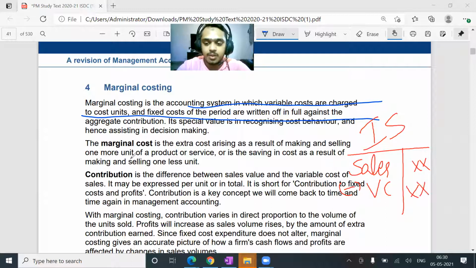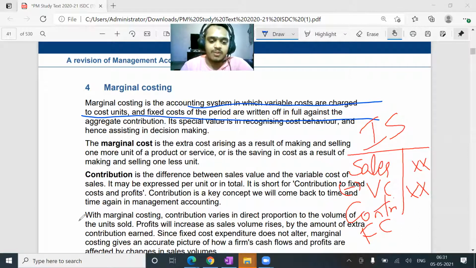Once you deduct your variable cost, you will get your contribution. Now, why is this called contribution? It is the amount which you are going to contribute towards the fixed cost which is levied. But now we are not going to get into the fixed cost.